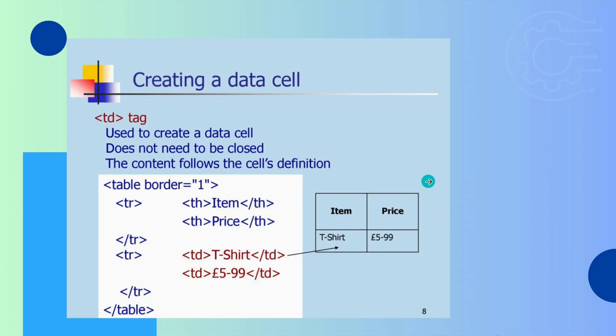Now we have creating a data cell. The TD tag is used to create a data cell. It does not need to be closed. The content follows the cell's definition. So here is the TR with item and price. Close the TR. Here we have another TR which shows the t-shirt and the price of the t-shirt, and we close this. So now we can see that the information has been displayed in this way. We are using a TD tag to display the information of item and price. So here's the output for the following example code.